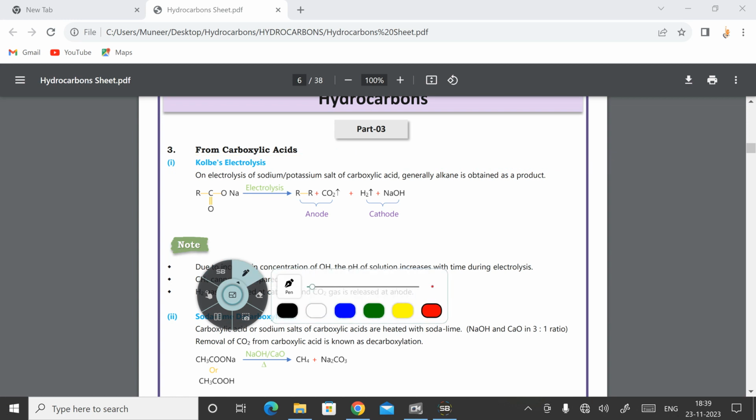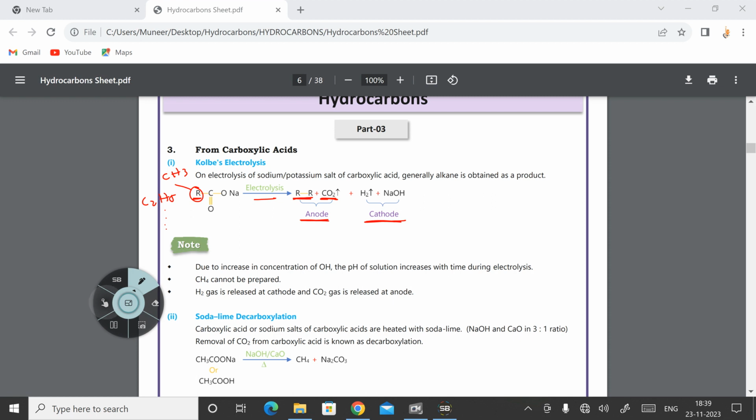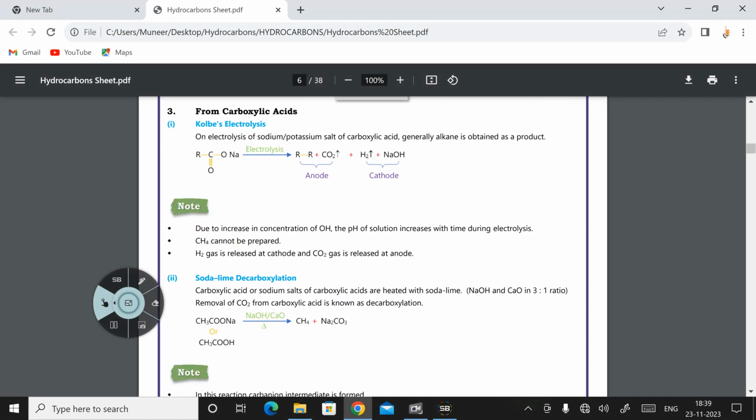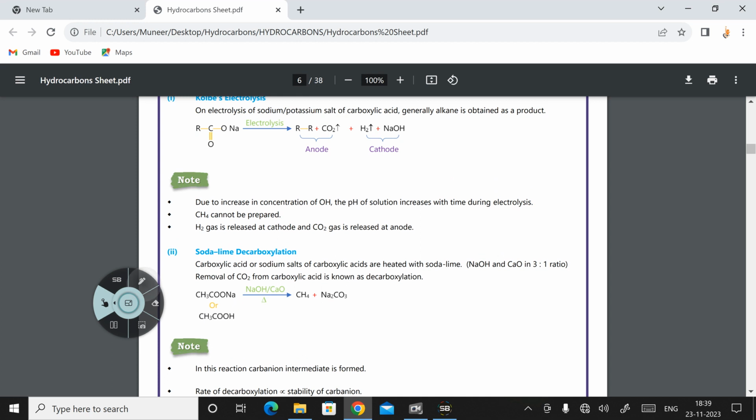Now, look at the board. Here RCOONa, R is written as a generalization. R means methyl, CH3, or ethyl, C2H5, and so on, any alkyl group. That sodium salt of a carboxylic acid on electrolysis forms alkane and carbon dioxide at the anode, and hydrogen and NaOH at the cathode. See here, in this reaction, sodium hydroxide is formed.